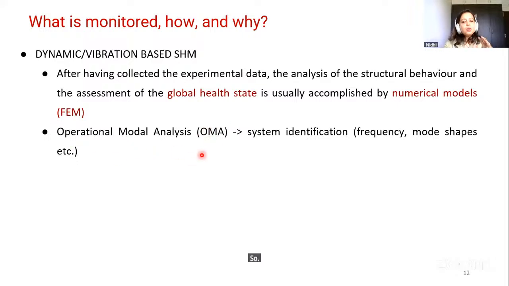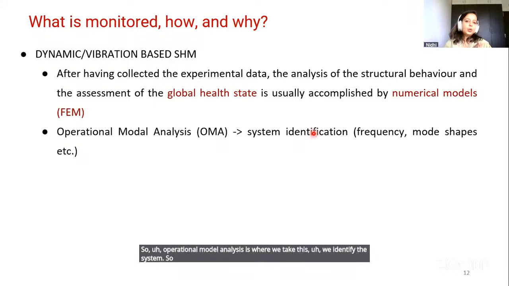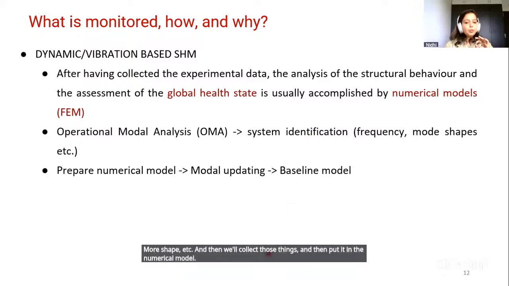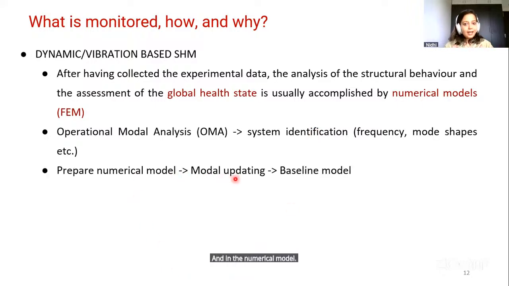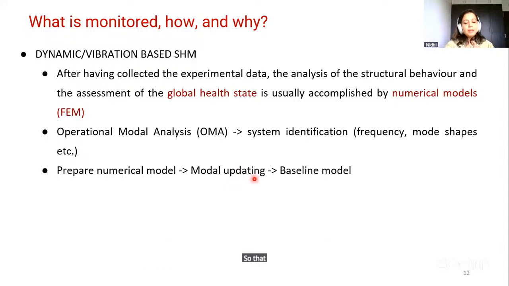And then we do the operational modal analysis, where we identify the system. We initially talked about system identification, wherein we find out the frequency, mode shape, etc. Then we collect those things and put them in the numerical model, and in the numerical model we run the analysis. We also collect data from the site and update the model. That is known as a baseline model.